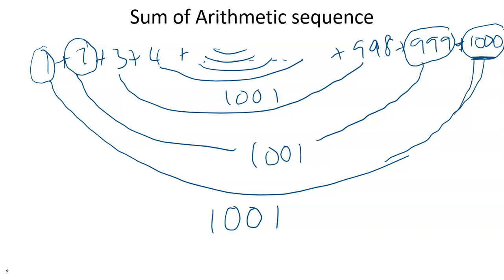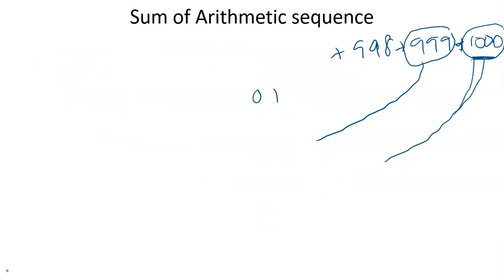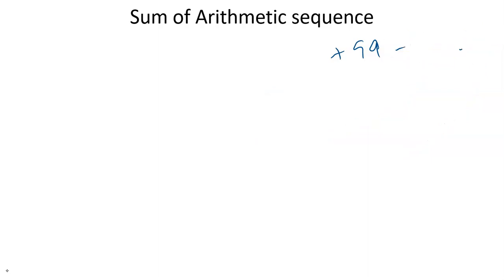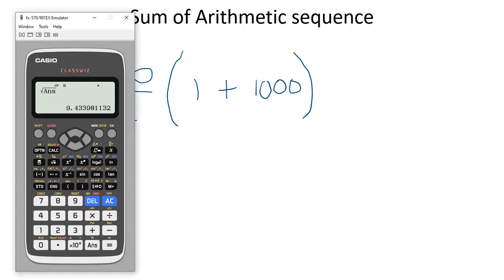Yes, because each pair is 1,001. So he sort of said, okay, well, let's write this out sensibly. I've got 1,000 numbers, but I only want the pairs of numbers, so it's 1,000 over 2. The first term was 1, the last term was 1,000, and I've got 500 of those, so 500 times 1,001.